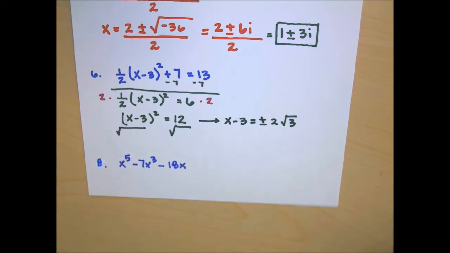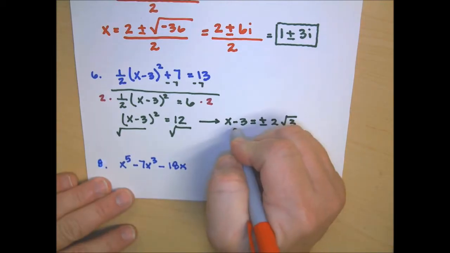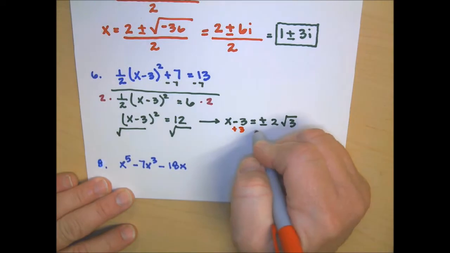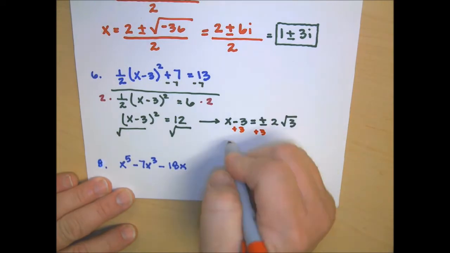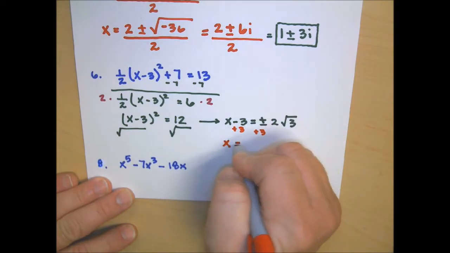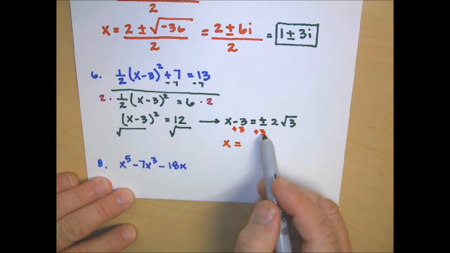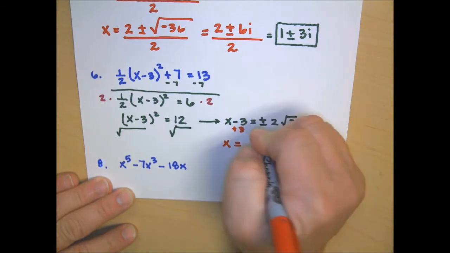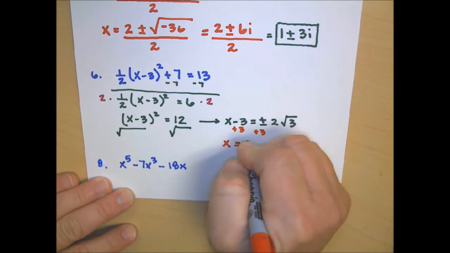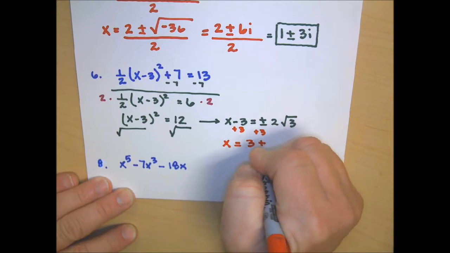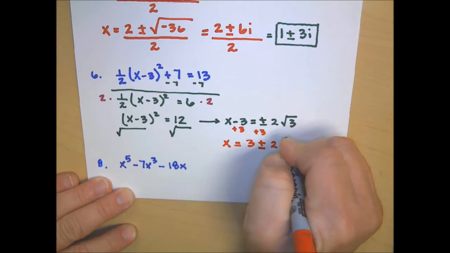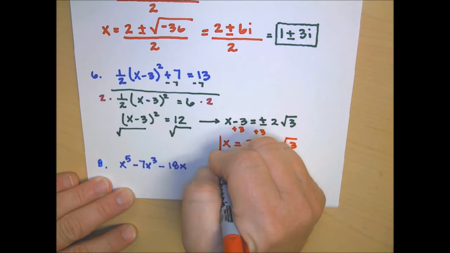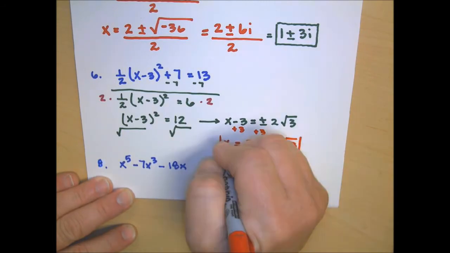Now I've got one more step to do, and that step is add the 3. And so my final answer is x equals, I can't just add the 3 to the 2 square root 3 because they're not like terms, so I'm just going to squeeze it right in there. x equals 3 plus or minus 2 square root 3. And there's your answer.